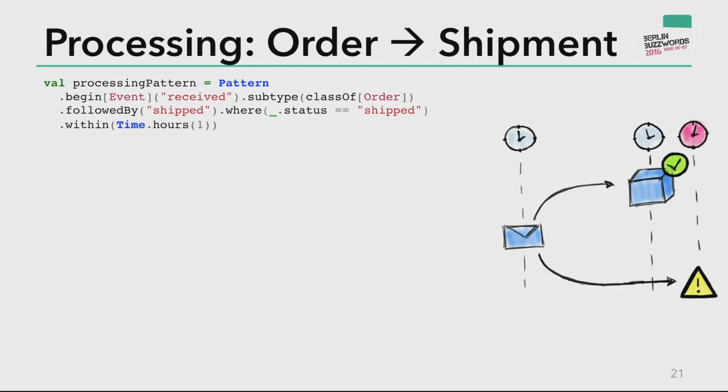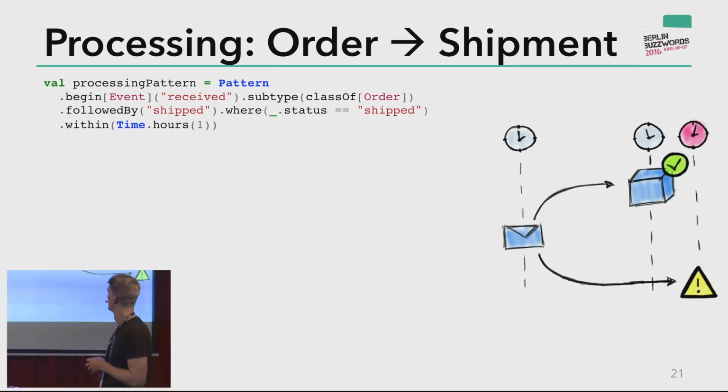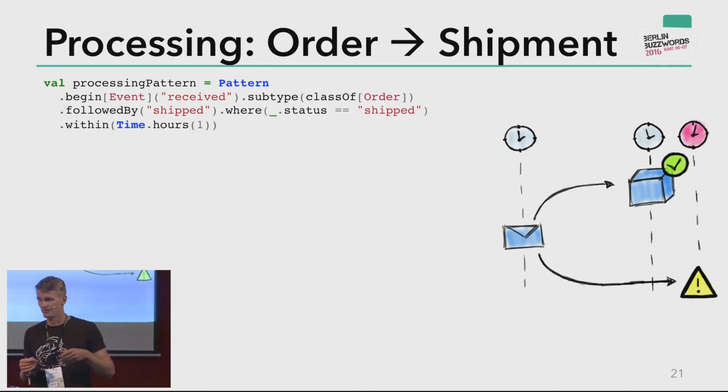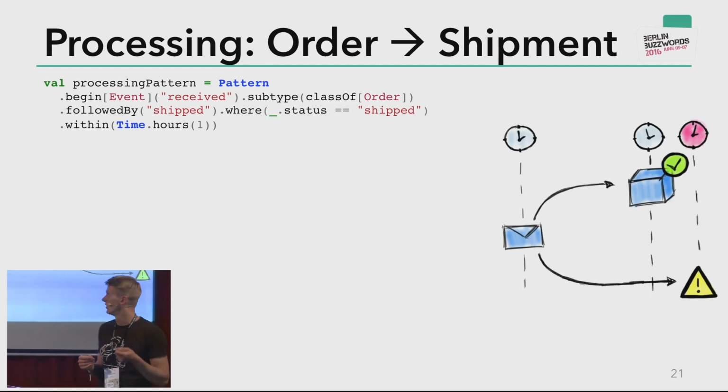So in order to define the success pattern, we have to do the following with Flink. First of all, we define a pattern consisting of a starting event, which is identified by the name received, and additionally has a subtype constraint. So event is the supertype of all events: the order, shipment, and delivery event. Without the subtype, every event would match the first received event. But since we are interested in order events, we tell the system that the event has to be of subtype order.